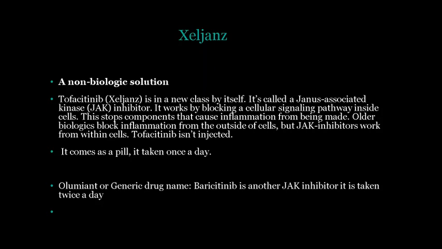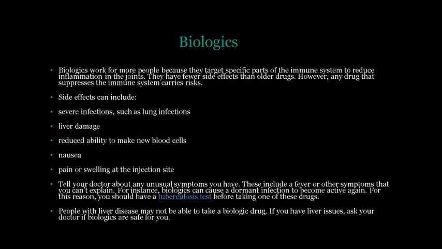Another medication called Olumiant is another JAK inhibitor, is also oral and is taken twice. Now, some of the side effects include lung infections, liver damage, reduced ability to make new blood cells, nausea, pain, and swelling.